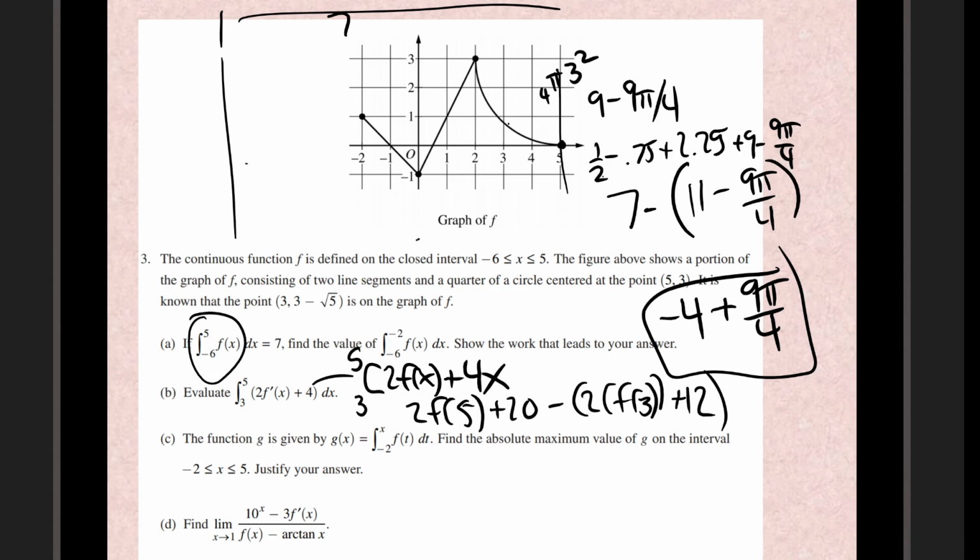Should we put unit squared? No, you don't need to. You don't need to put units if it doesn't ask for them.